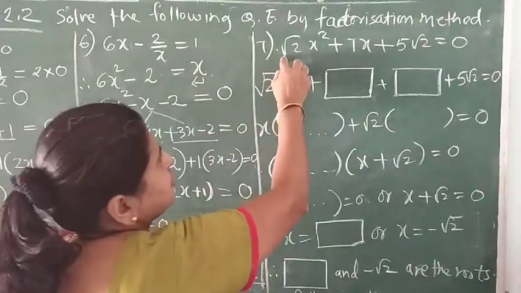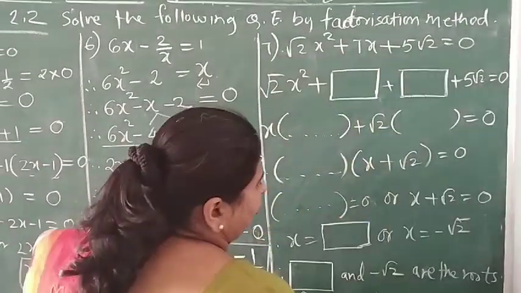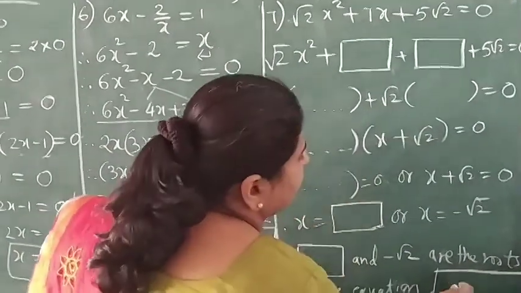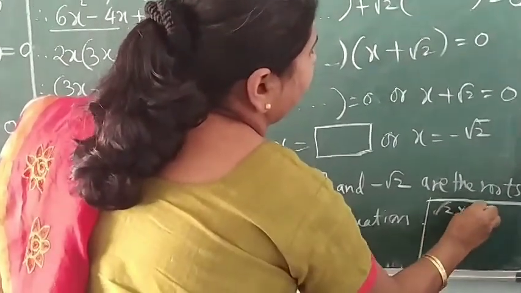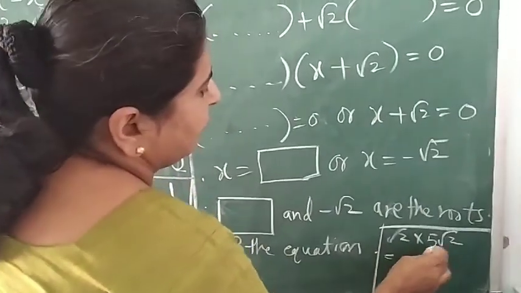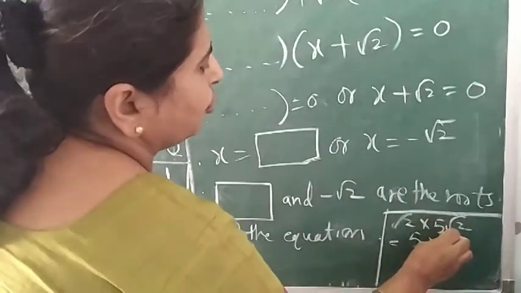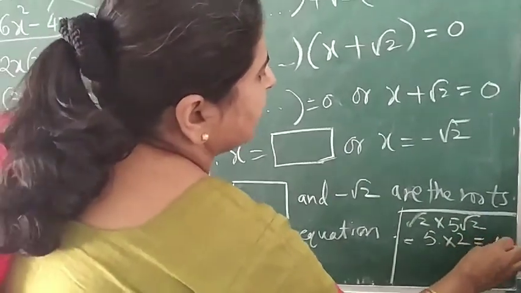So, what is the value of a? It is root 2 and 5 root 2. Okay, so let's do this rough work here. Root 2 into 5 root 2. What is the product of this? 5 is the number, and root 2 into root 2 will give 2. So 5 twos are 10.